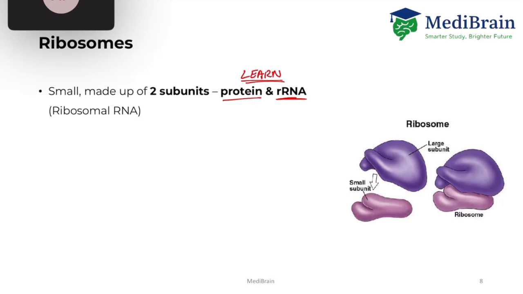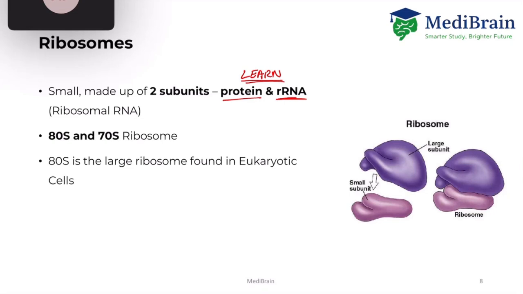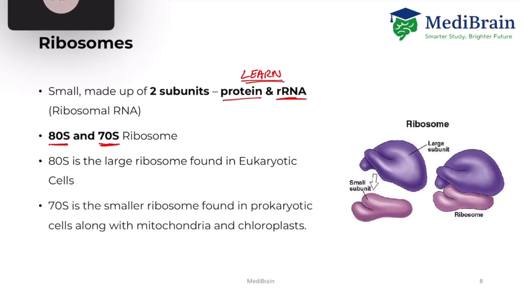Okay, it is small and it's made up of two subunits, a protein and a ribosomal RNA. There are two types of ribosomes. You have 80S ribosomes and then you have 70S ribosomes. 80S is the large ribosome which is found in eukaryotic cells. Remember, I was saying on the mitochondria slide that there are ribosomes present in mitochondria as well, but they're not going to be 80S ribosomes. They're going to be 70S ribosomes because they're not present within the cell, they're present within an organelle. 70S is the smaller ribosome that is found in prokaryotic cells along with the mitochondria and chloroplast.